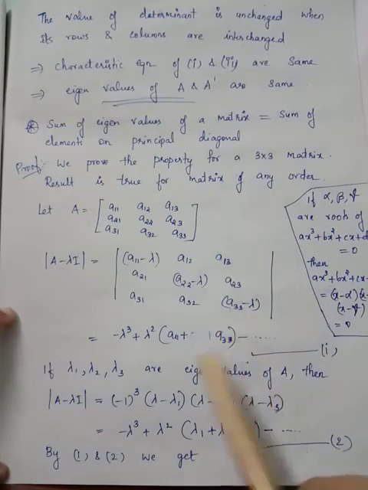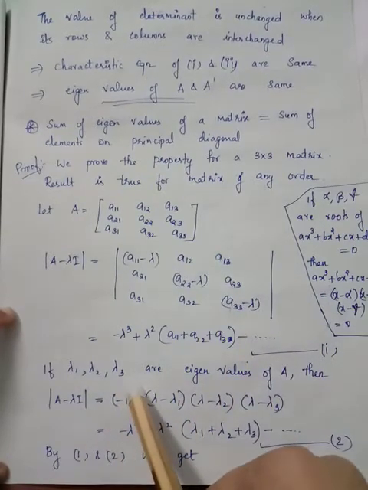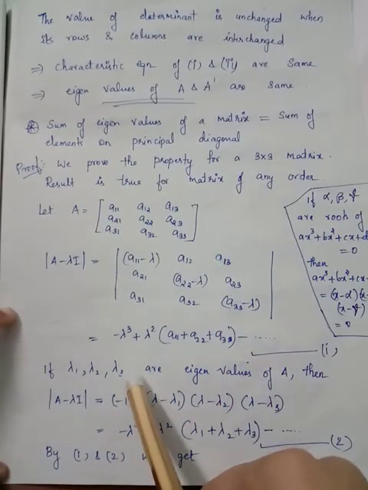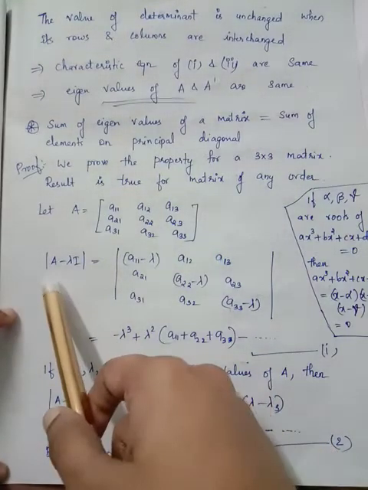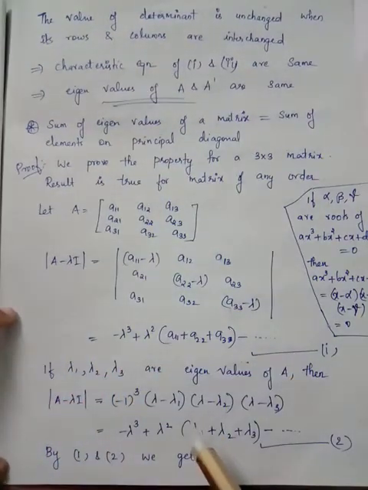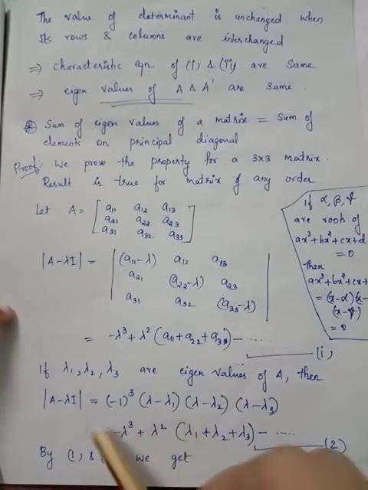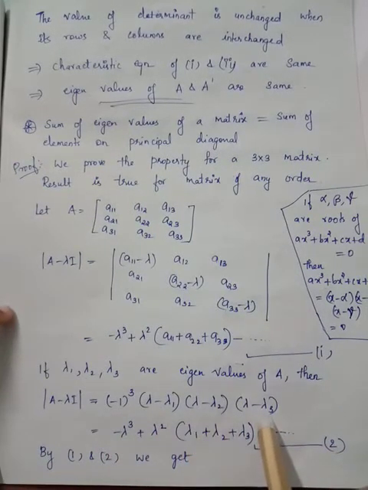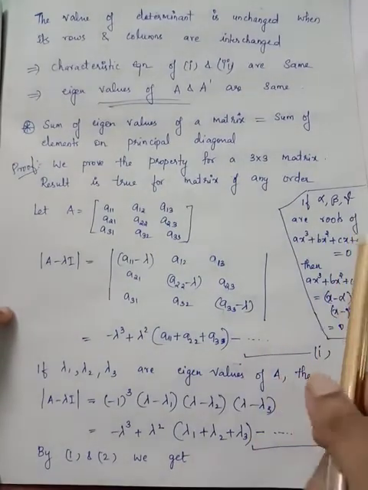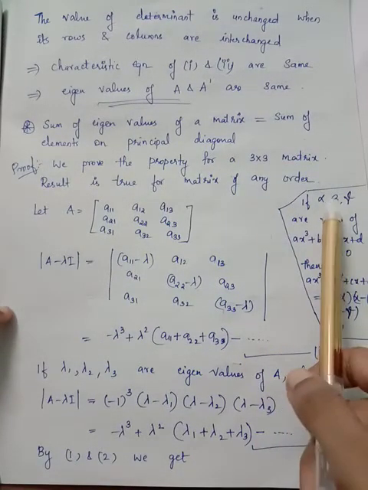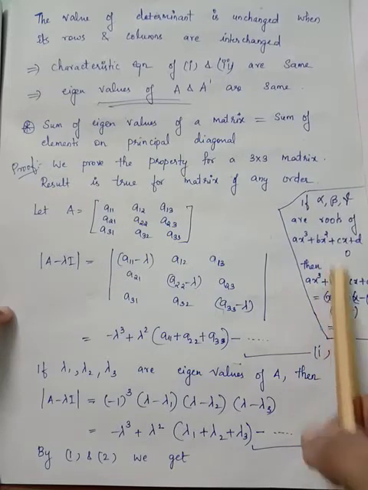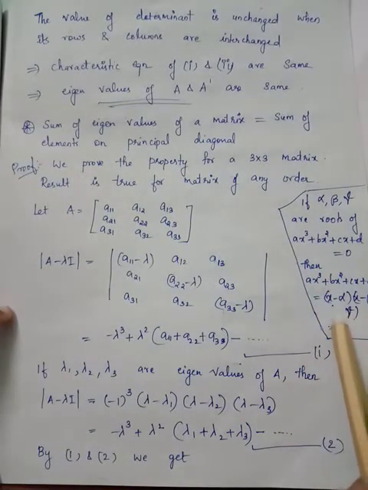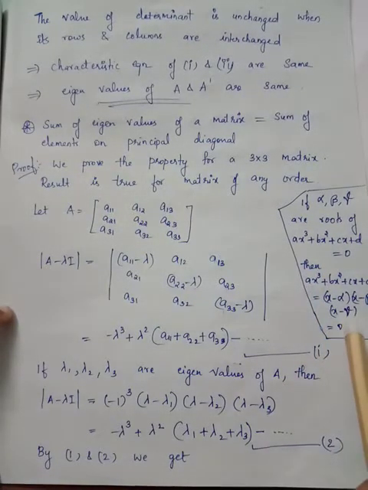If you assume that lambda 1, lambda 2, lambda 3 are the roots or the eigenvalues of the characteristic equation given by determinant of A minus lambda I equal to 0, you can easily write the characteristic equation in terms of linear factors involving lambda 1, lambda 2 and lambda 3. Because for any cubic equation, if you know that alpha, beta, gamma are the roots, you can easily express this cubic equation in terms of linear factors of the roots alpha, beta and gamma.